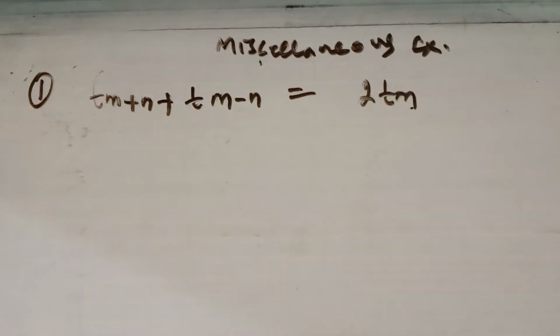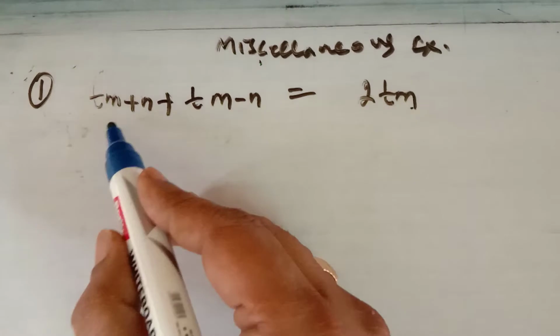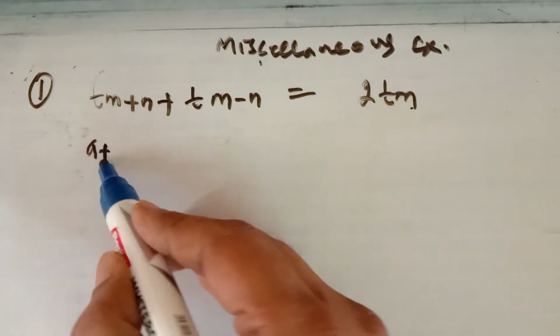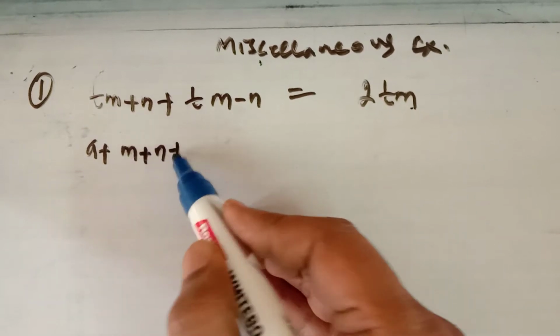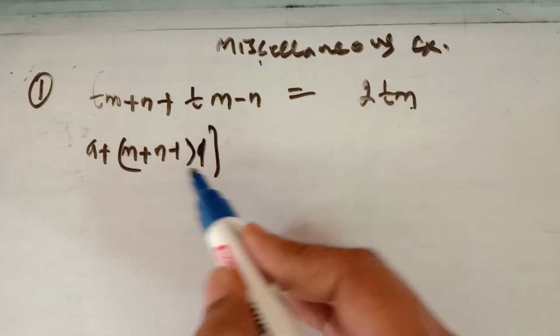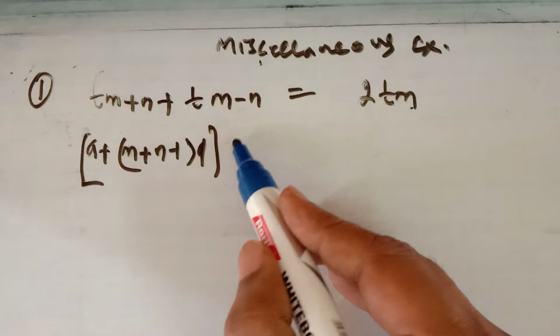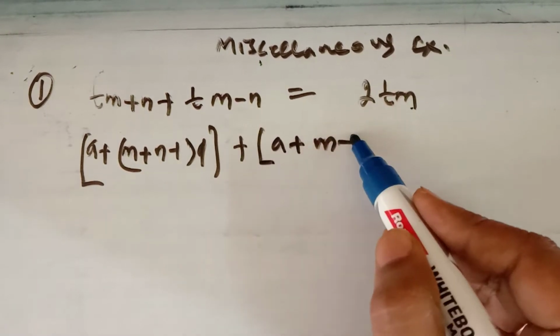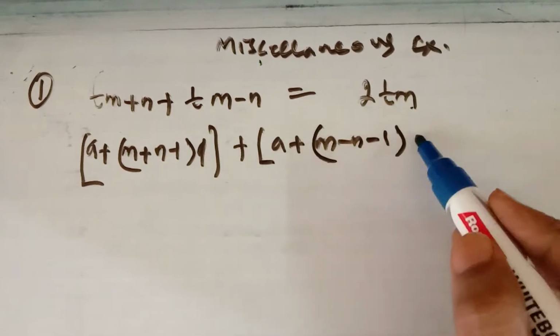The m plus nth term of an AP and the m minus nth term of an AP sum to twice its mth term, you have to prove. So the m plus nth term of an AP, if the first term is A and the common difference is D, is this, and the m minus nth term will be A plus m minus n minus 1 into D.